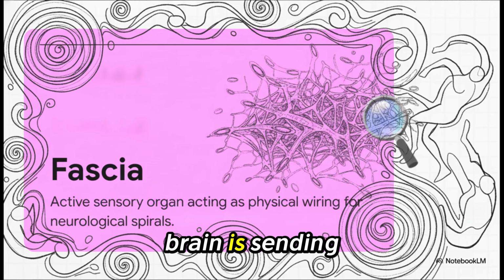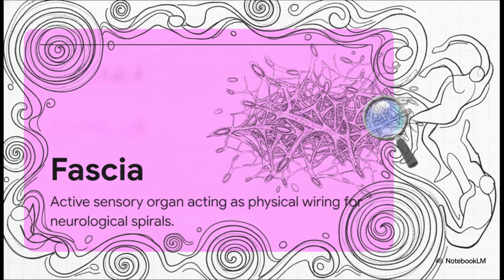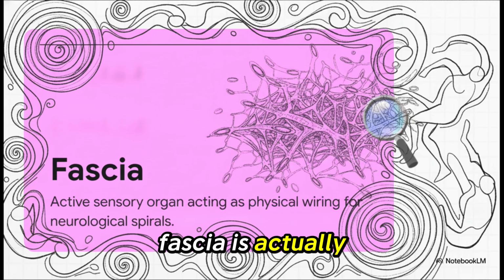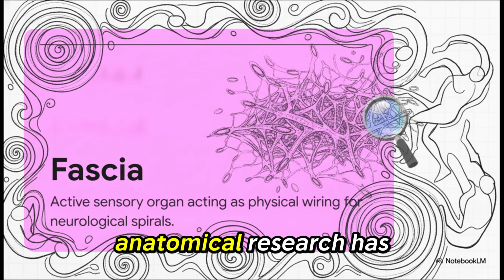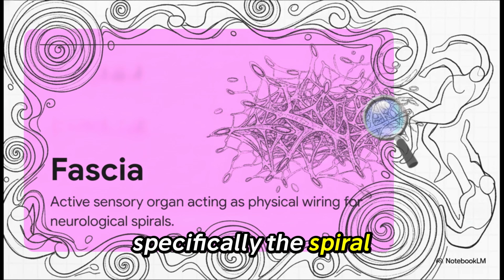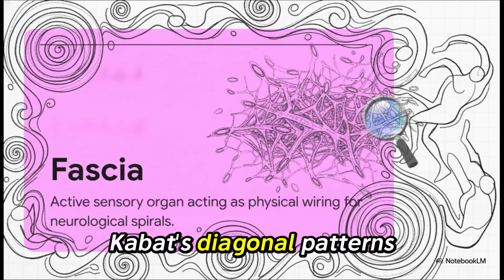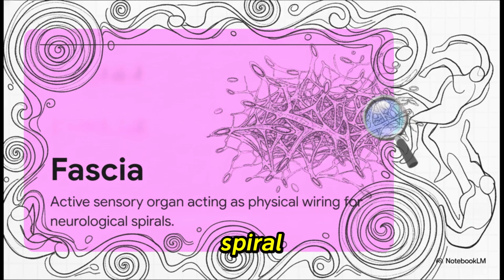So, if the brain is sending these spiral signals, what physical tissue is actually making them possible? The answer is fascia. We used to think fascia was just passive wrapping, kind of like biological bubble wrap, but we really need to redefine it now. Fascia is actually a massive, active sensory organ. It's a connective tissue network packed with mechanoreceptors. And astonishingly, anatomical research has shown that the body's major fascia lines, specifically the spiral lines, perfectly map onto Kabat's diagonal patterns. Fascia is literally the physical wiring for the neurological spiral.